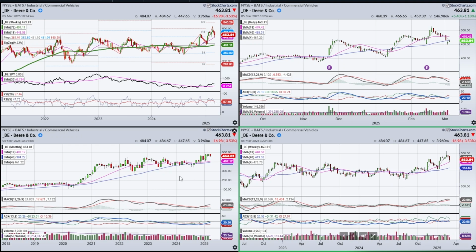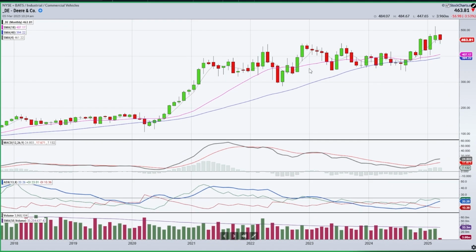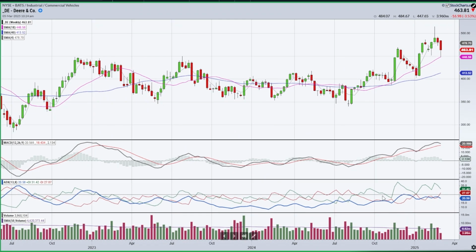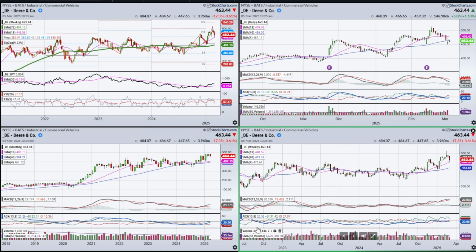Now, Deere is a pretty impressive pattern because we broke out of this big base, starting to show signs of improvement, especially in the green DI. You see the buyers starting to step in on these moves to the upside, MACD confirming. Now we're getting a pullback. Now the question becomes, how do we handle this pullback?